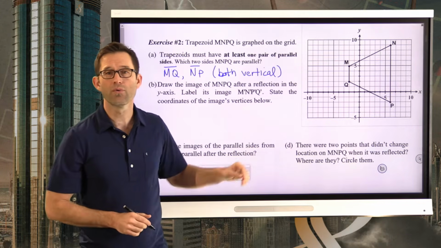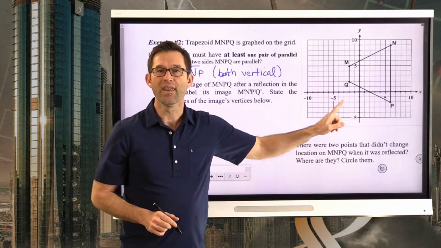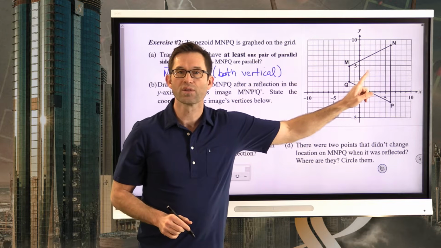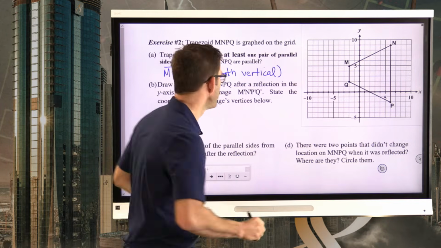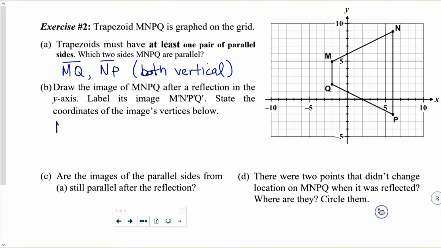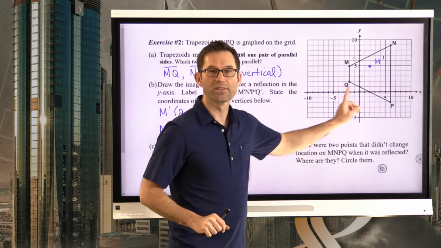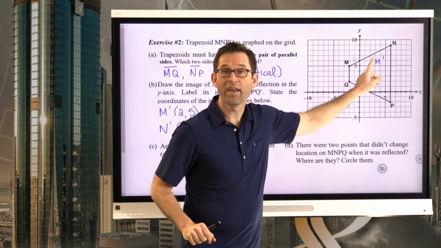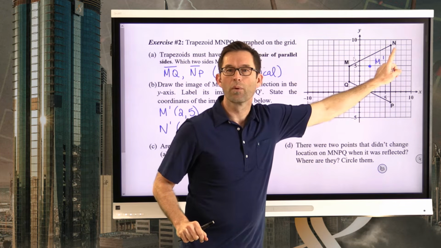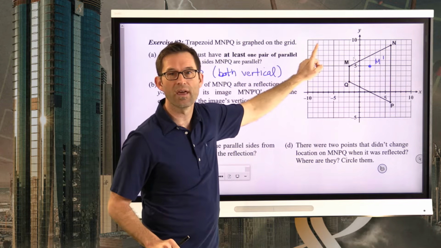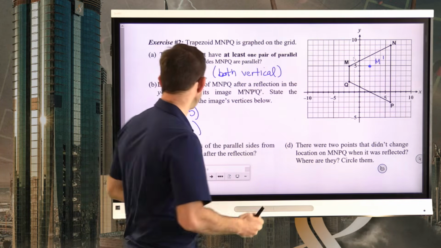All right, well, let's just go through it point by point. Here we've got M, and it's at negative 2, 5. So if I reflect it across the y-axis, it's going to be at 2, 5. I'm going to write these things down as I go. M prime is going to be at 2, 5, which is going to be right here. All right, let's go with N prime next. Currently N is at 6, 9. When we reflect it across the y-axis, it's going to be at negative 6, 9, right?